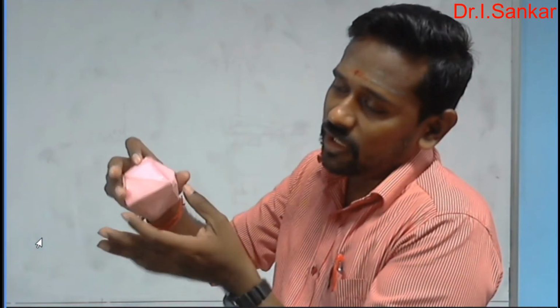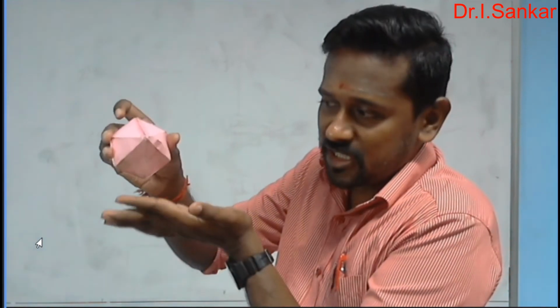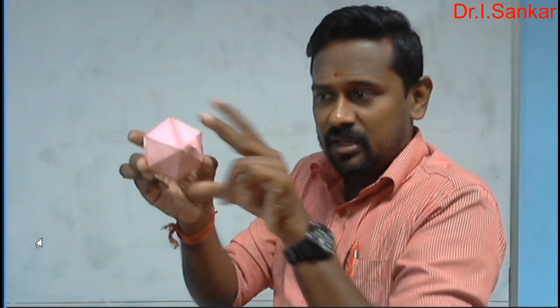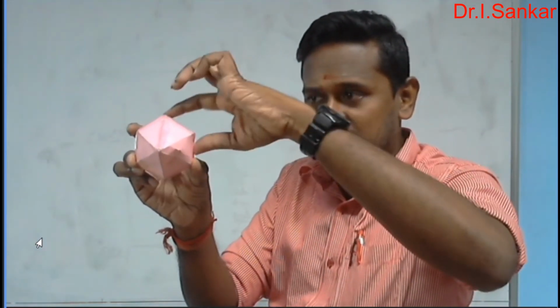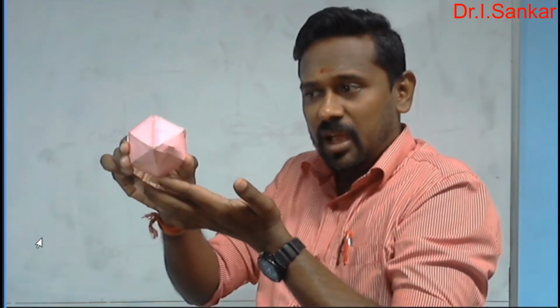See, totally 6 base edges are there. Out of all 6 base edges, 2 base edges, maybe you can consider this one and that one, are perpendicular to HP. They are not inclined to HP. These 2 are perpendicular to HP, and the axis is parallel to HP and inclined at 45 degrees to VP. So in this way, the solid is simply standing on the horizontal plane.